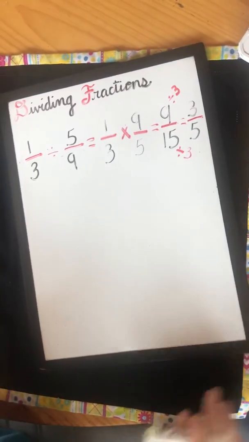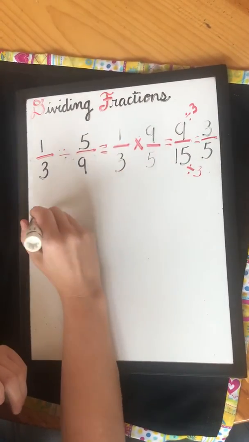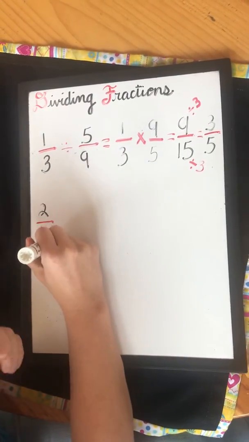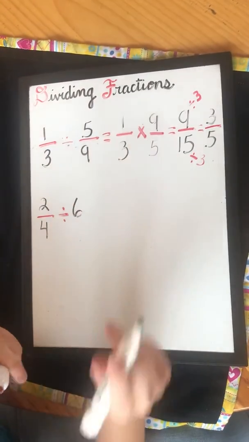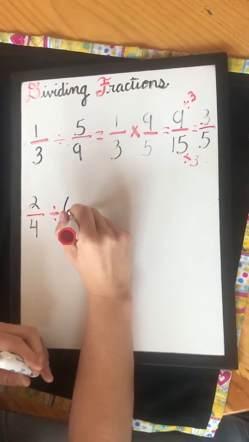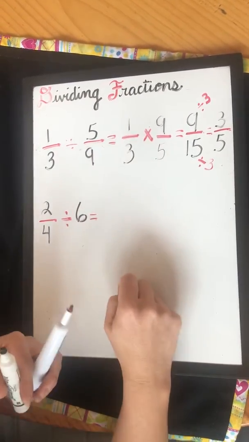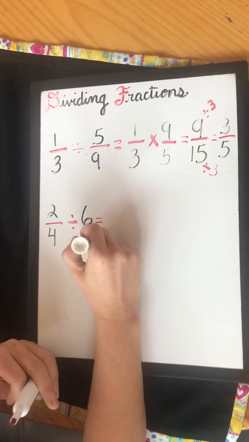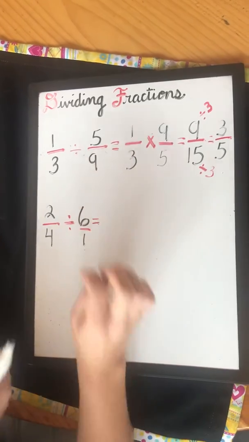Let's do another division, but now we're going to do a division with a fraction and a whole number. So let's do 2/4 divided by 6. Remember, what we have to do is rewrite the division as a multiplication with the reciprocal. What would be the reciprocal of 6 wholes? Remember, when we look at a whole number, we can imagine it with a denominator of 1. So the reciprocal would be flipping the 1 as the numerator and the 6 as the denominator.